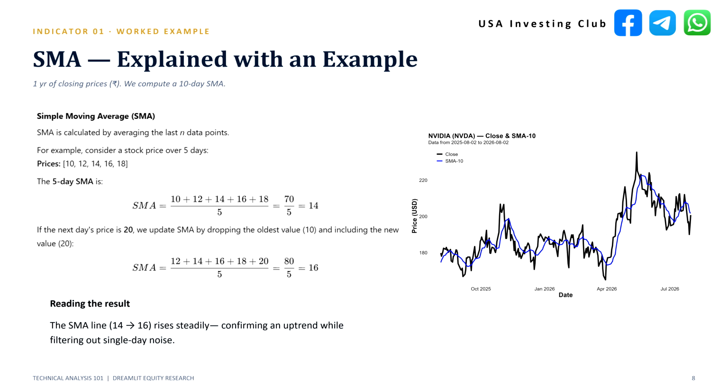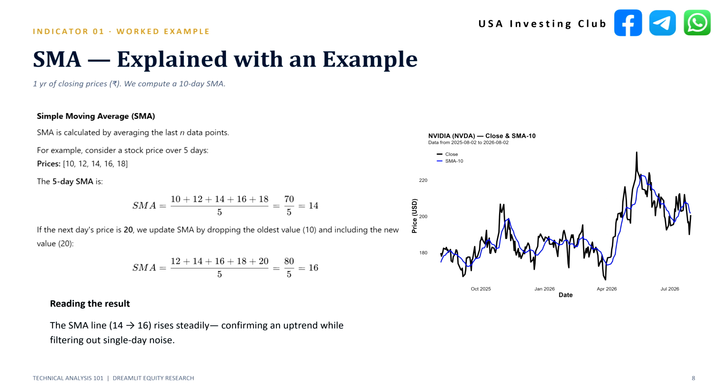Let's make this concrete. On screen, you'll see 1 year of daily closing prices, and we compute a 10-day simple moving average against them. The table walks you through the rolling calculation. For any given day, you take the 10 most recent closes, sum them, and divide by 10. Then, as each new day arrives, the window slides forward 1 step. The oldest price in the window drops off, the newest price is added, and you're always averaging exactly 10 closes. Look at how the resulting SMA line behaves on the chart. It climbs steadily from around 14 up to around 16 over the course of a year.